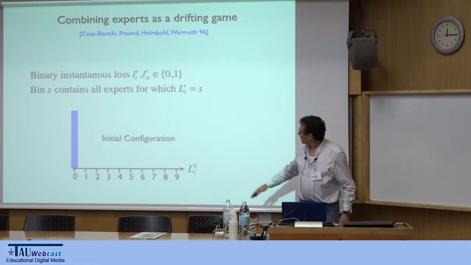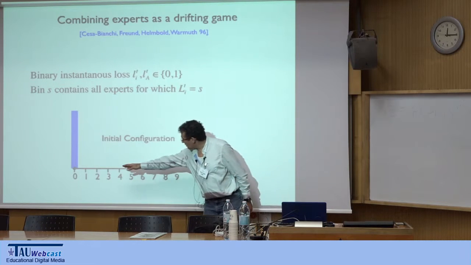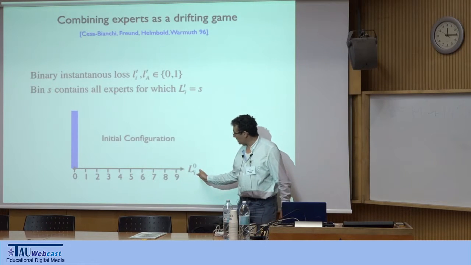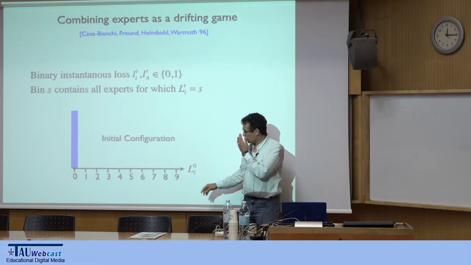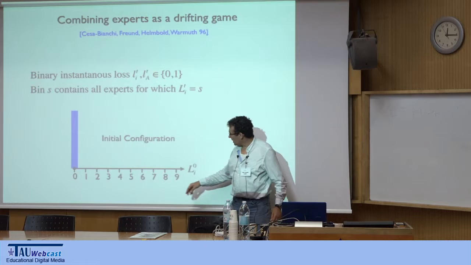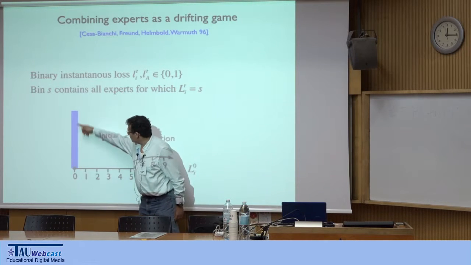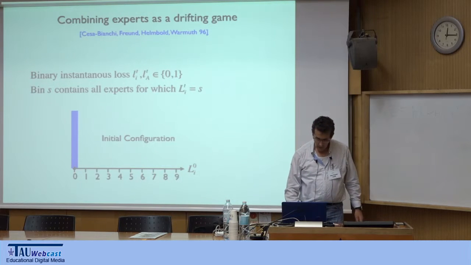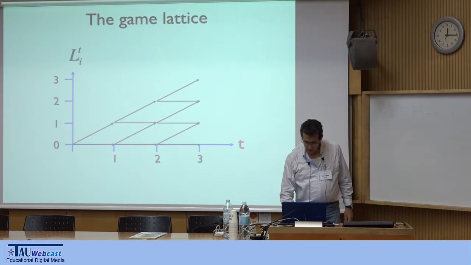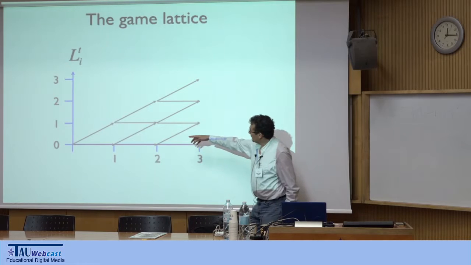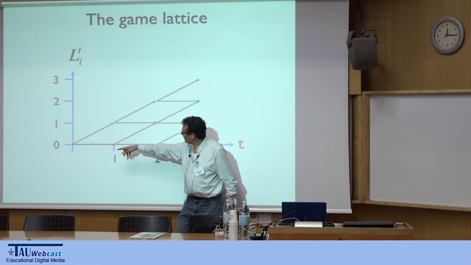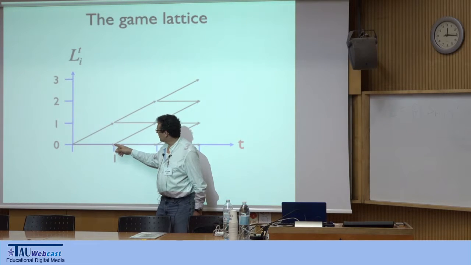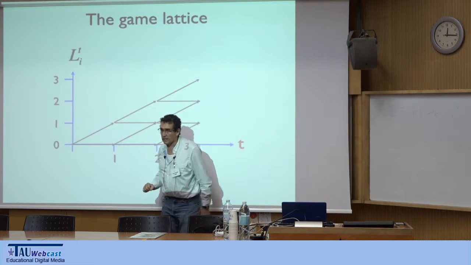You think about the number of mistakes made so far as the x-axis, the loss of expert i, and at time zero, all of the experts are here. In general, as we go forward in time, there'll be this lattice. Some experts will suffer loss 1, some experts will suffer loss 0. And you'll just go on like that.